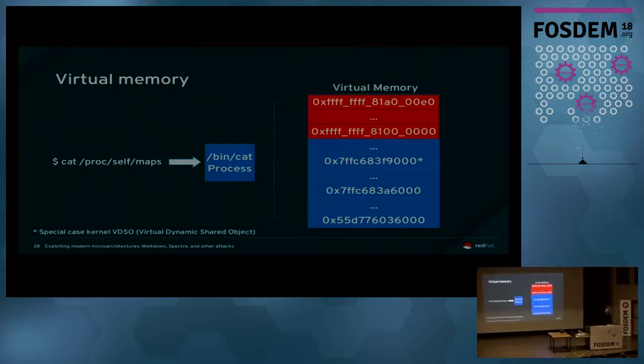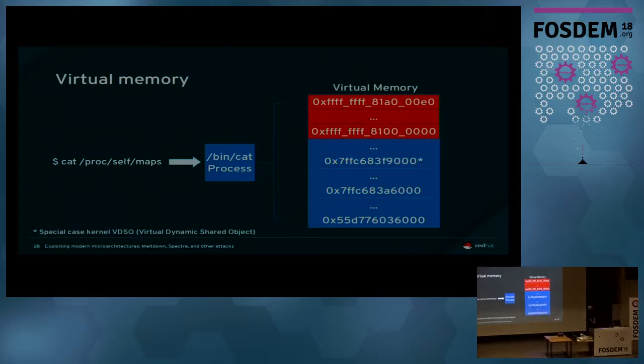Okay, so every process, every running program, will have a range of memory that represents its own text, its code, and its data, and its stack, and some other stuff.